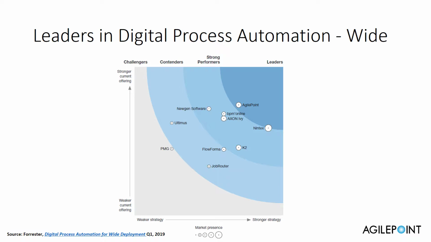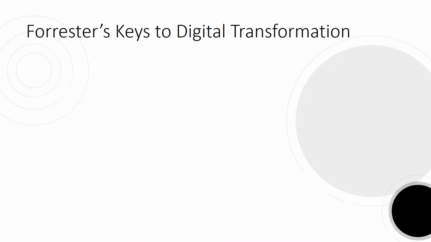Now this brings me to one of the most exciting announcements in my 3 years here at AgilePoint, and that's AgilePoint's leader positioning in the prestigious Digital Process Automation Wave report. If you read the report, right, Forrester views this segment of technologies as oftentimes the missing link to realizing a successful digital business transformation. And if we focus in on AgilePoint's coverage of the report, there are a few key areas that I'd like to bring to your attention.